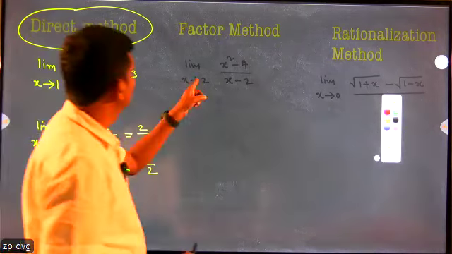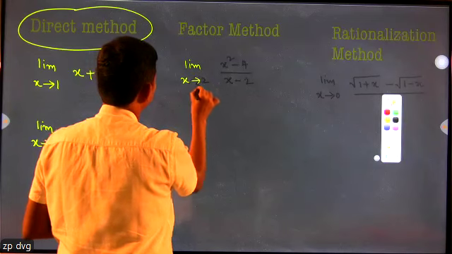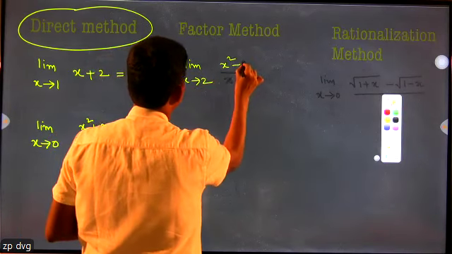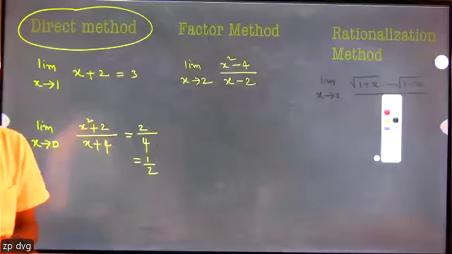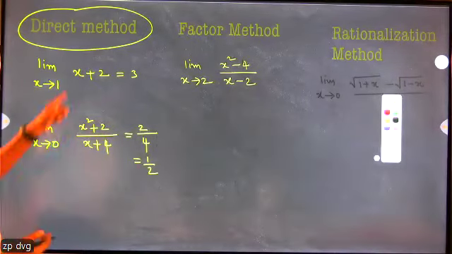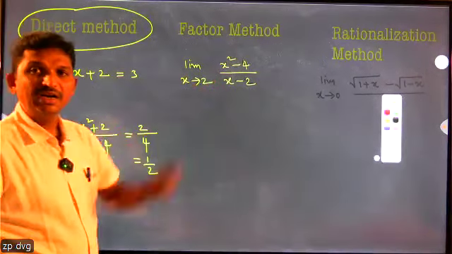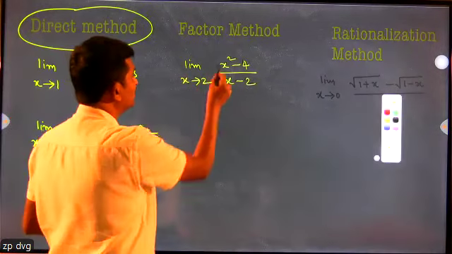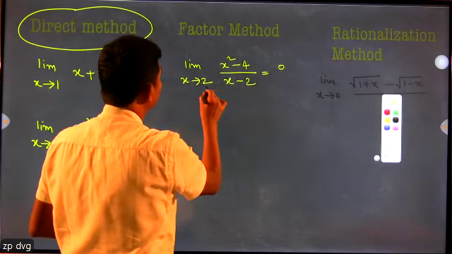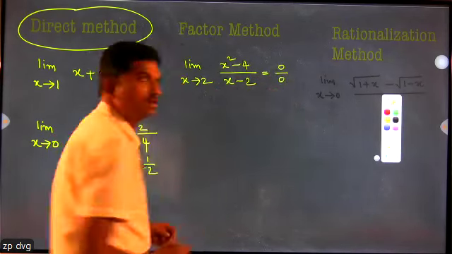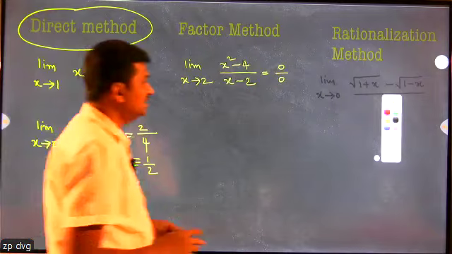In the same way, you try here. This problem is the limit as x approaches 2 of x square minus 4 divided by x minus 2. In the limits chapter, for any problem, we try by the direct method. If it gives a finite number, we say the limit of the function is that. Here, in place of x, you write 2. 2 square is 4, 4 minus 4 is 0, divided by 2 minus 2, which is 0. 0 by 0 is an indeterminate form.